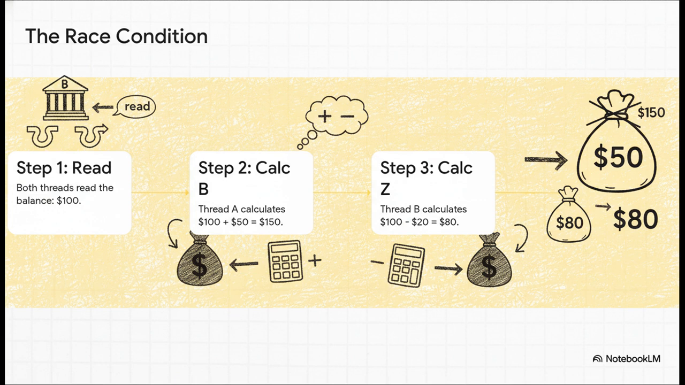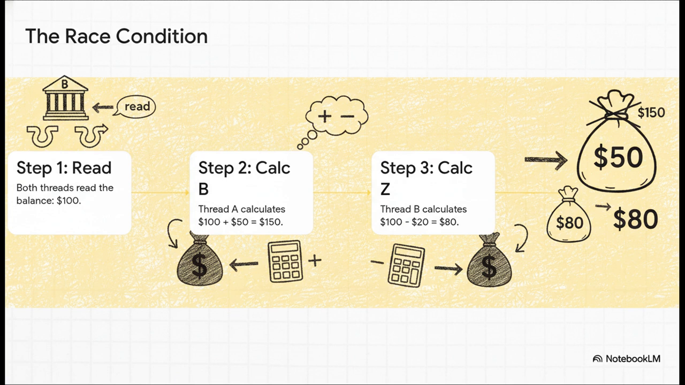They both see $100. Next, thread A does its math. 100 plus 50 is 150. At the same time, thread B does its math. 100 minus 20 is 80. Now, watch what happens. Thread A proudly saves its result, 150. But just a split second later, thread B saves its result, 80, completely overwriting what thread A just did.